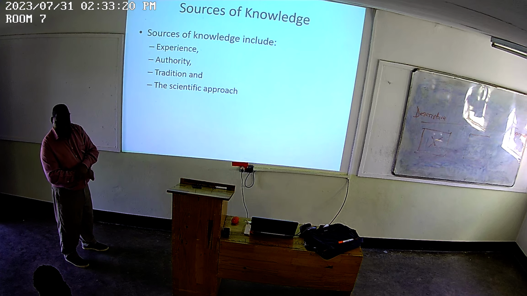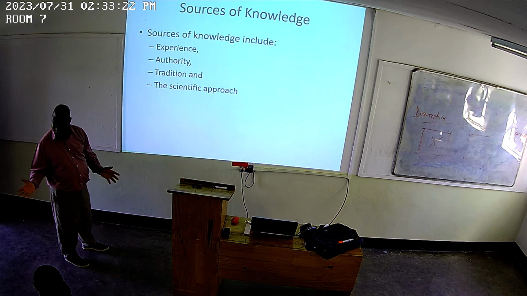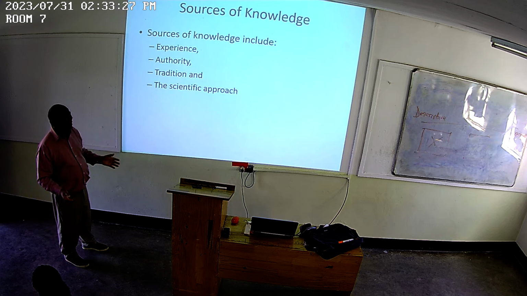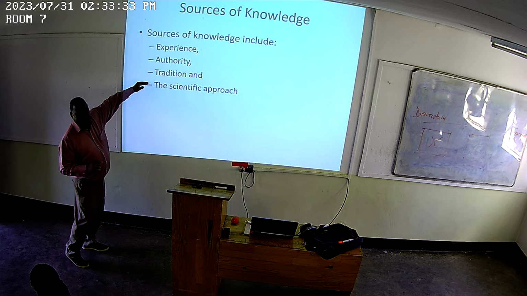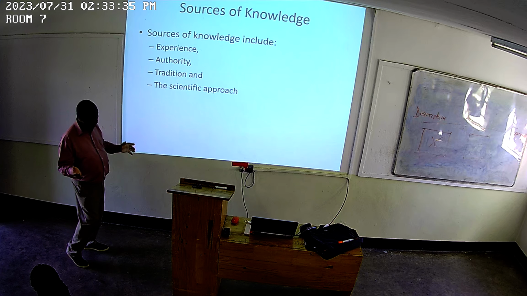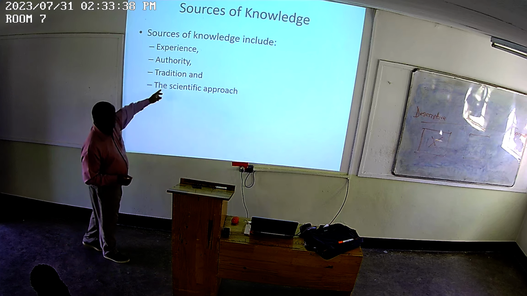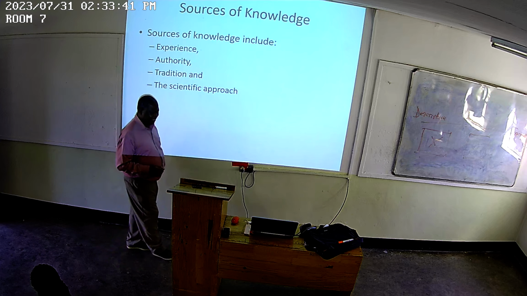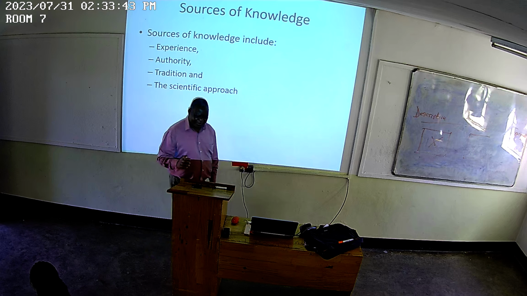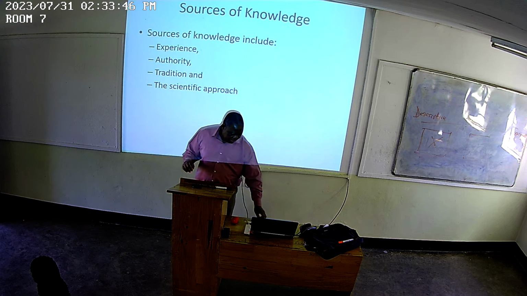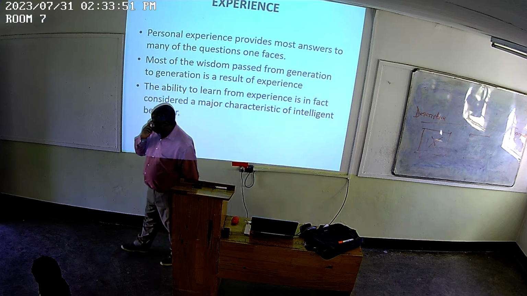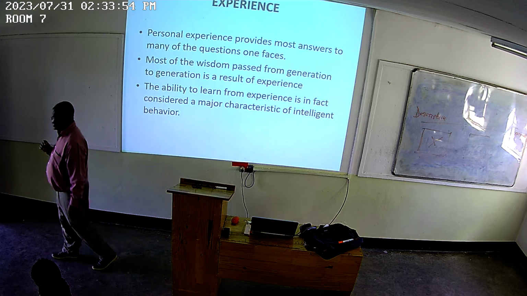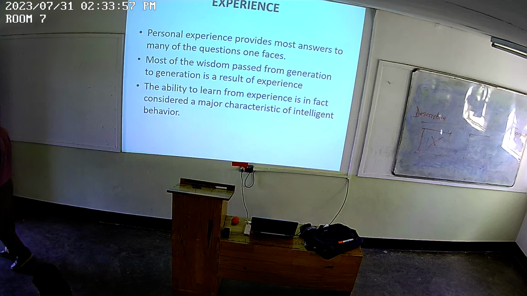Sometimes we'll say, how has this been done in society? How have people done this? Then you're going into the traditional ways of doing things. That is also a source of knowledge. And then there is the scientific approach, which we want to spend more time talking about here. But before we talk about the scientific approach, let's look at these other sources of knowledge. What are the strengths? What are the weaknesses? Starting with experience.